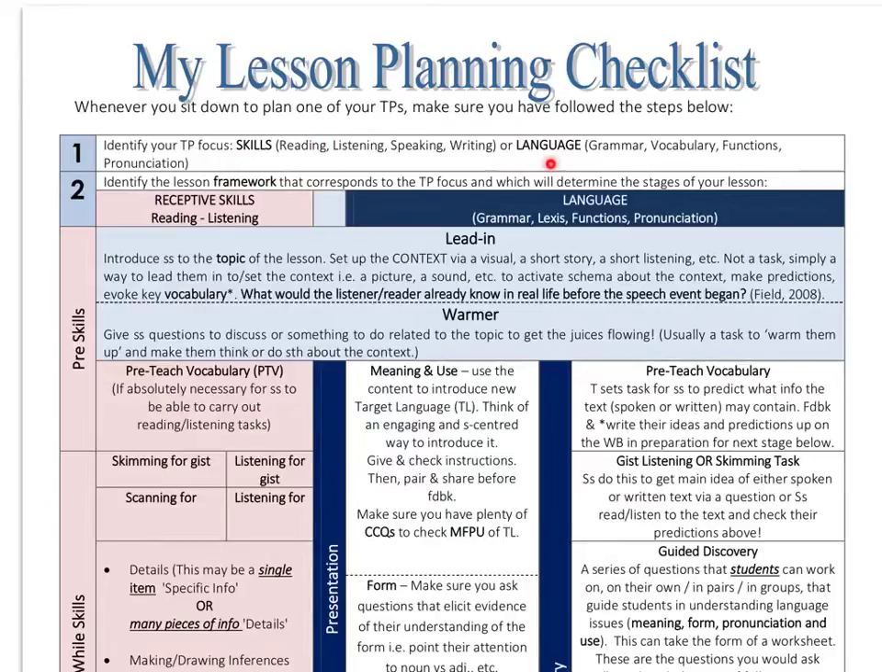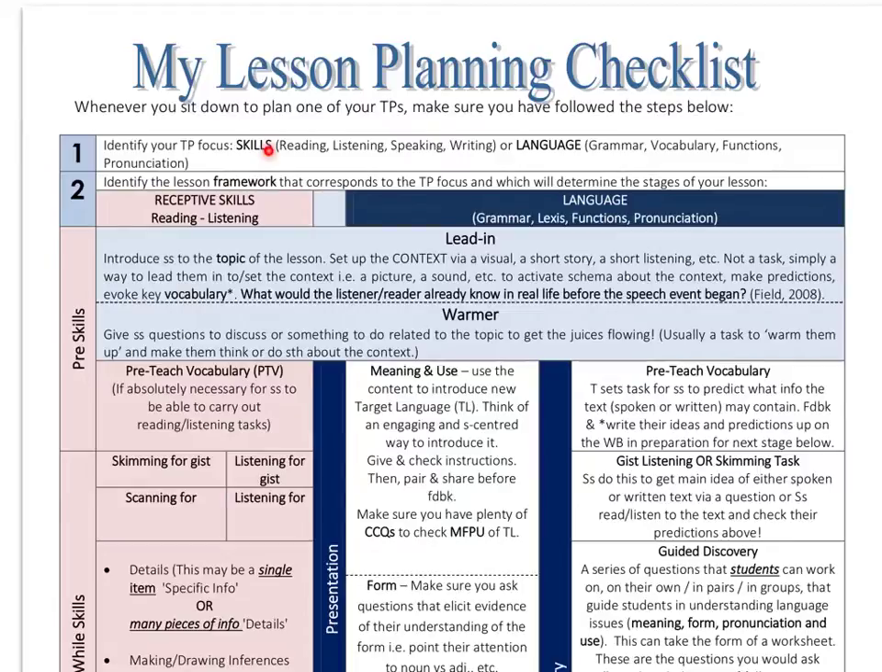Now, having said that, this lesson planning checklist is going to be looking at mainly receptive skills, so reading and listening. For speaking and writing, I will prepare different screencasts. So we're going to be looking at how to put together a reading and or listening skills lesson, or a language lesson where you are teaching either grammar or vocabulary or functions or pronunciation. So number one, identify your teaching practice focus.